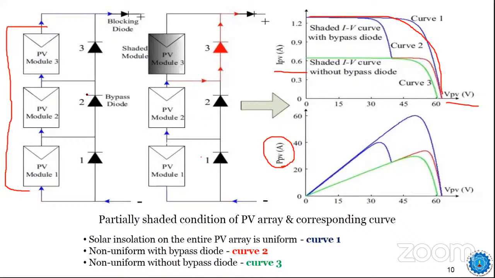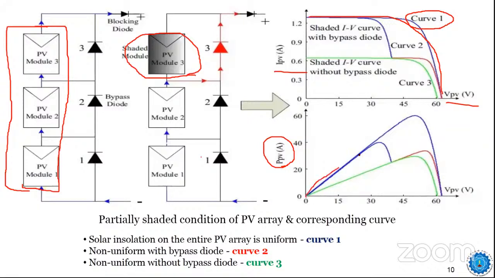Okay, thank you. So you can see here, if there are three PV modules connected like this in series, you can see the equivalent PV output. Curve one represents uniform irradiation, which means it is not shaded. But if one of the modules, let's suppose PV module 3, is shaded, you can see how the curve changes.